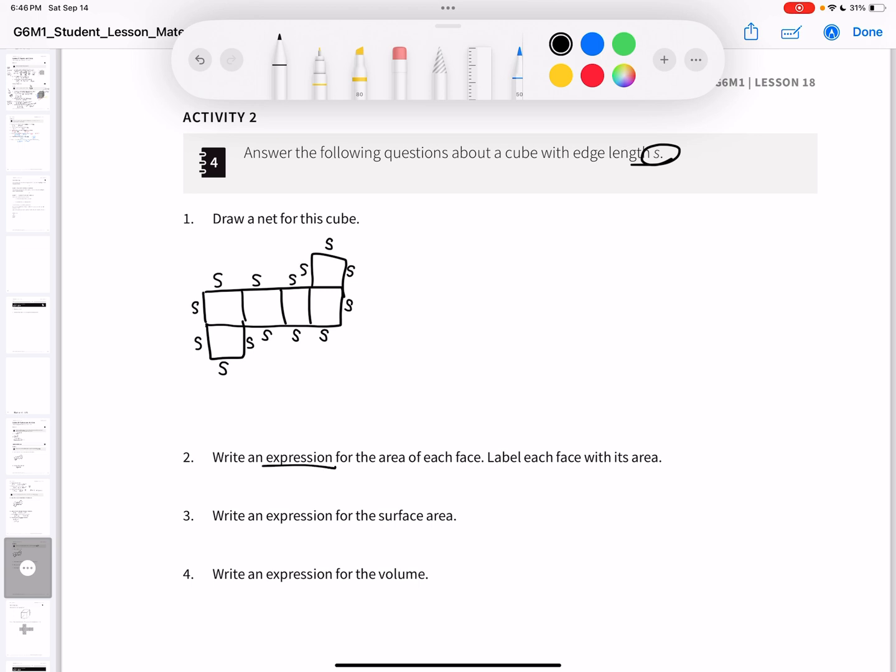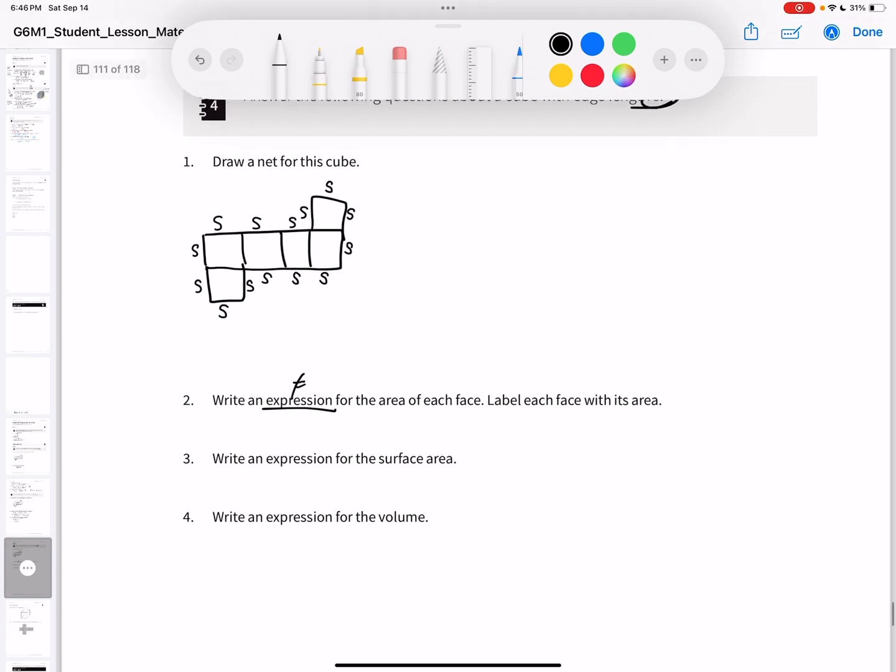Write an expression, so that means no equal sign, for the area of each face. Label each face with its area. Okay, so we have area, which is length times width, or base times height. So that would be S times S, or we could write it S squared. So this is S squared, this is S squared, S squared, S squared.